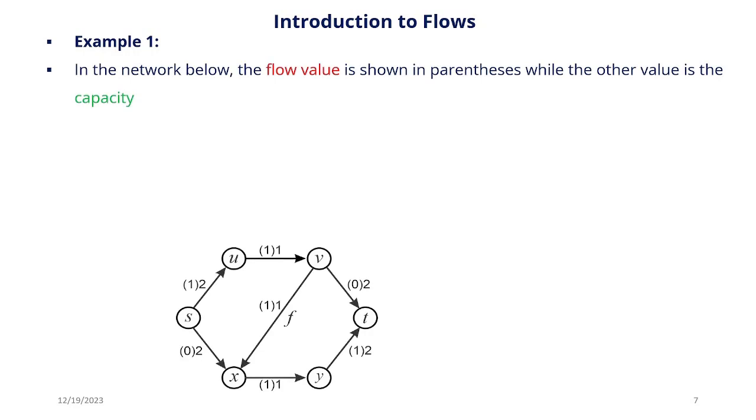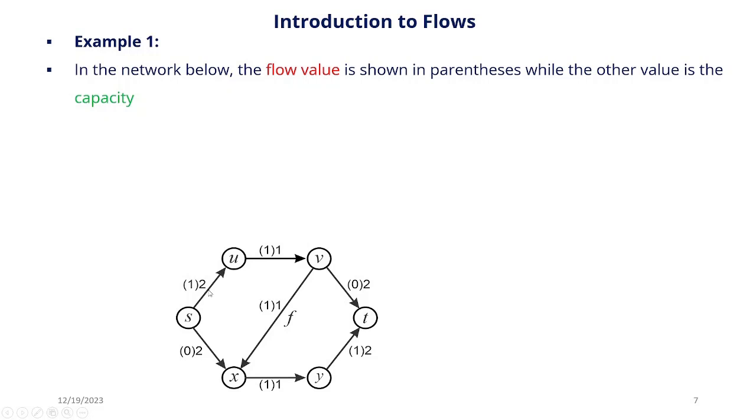In the network below, the flow value is shown in parentheses. So in graphs, we are going to see that the flow value will be written side by side with the capacity of the network. There are very different notations for writing this in several books, and we are going to see some of them so that you don't get confused when you see a different notation in another book.